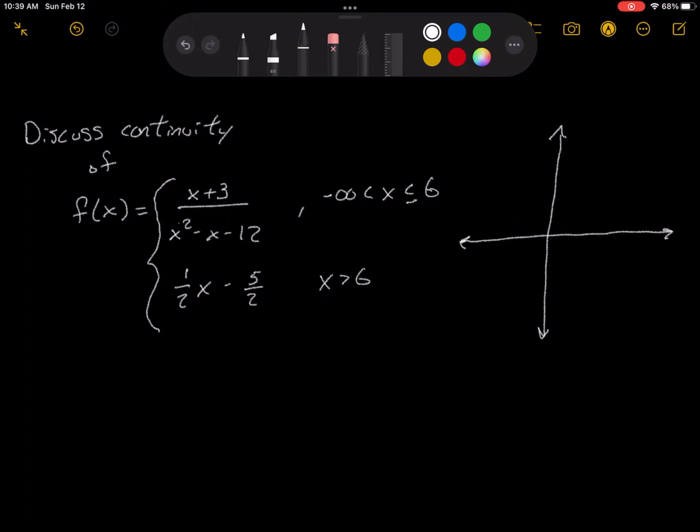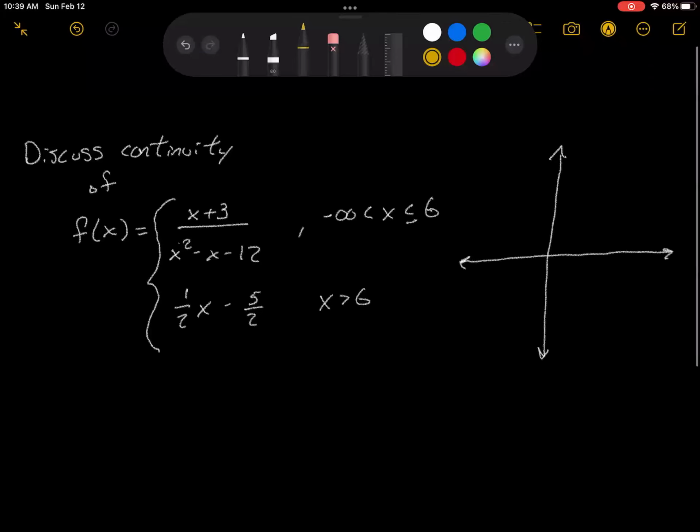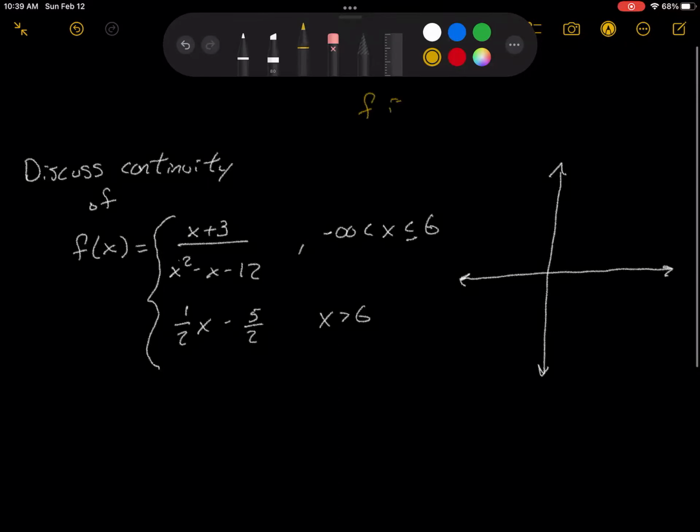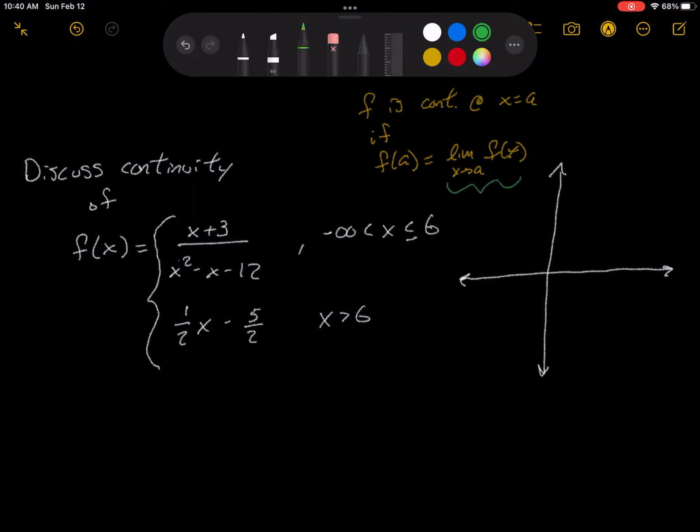So when I think about the continuity of a function, let's remind ourselves of the definition of continuity. A function f is continuous at a point in its domain, A, if the function value at A is the limit. Notice that you need two things to happen. You need the limit to exist and to give you a real number, and you need that real number to equal your function value. So let's think about when this can fail.